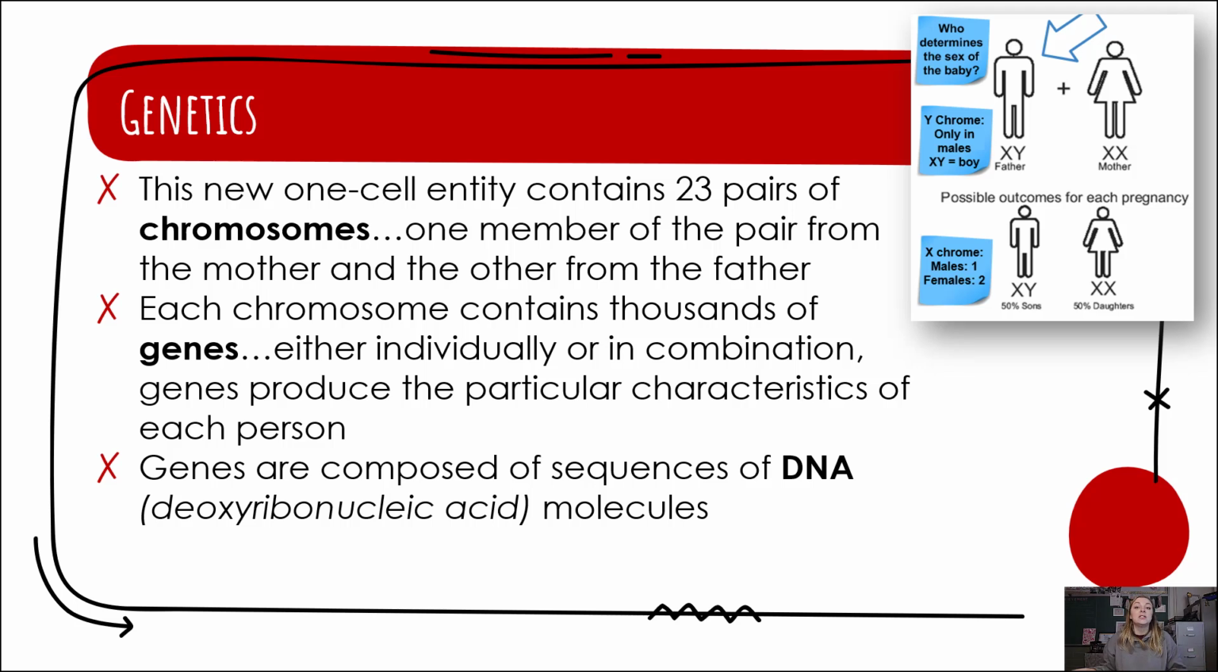So let's talk about the sex of the baby then. The mother can only produce X chromosomes. So the mother will produce an X. The father, on the other hand, can provide either an X or a Y chromosome. And so depending on what the father gives, baby will then become either a biological male or a biological female.